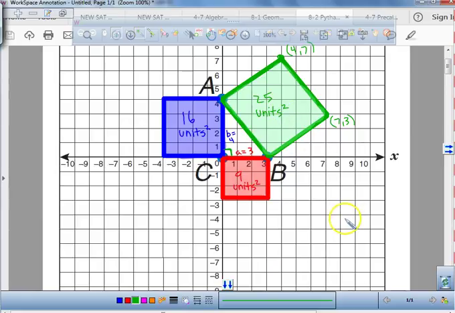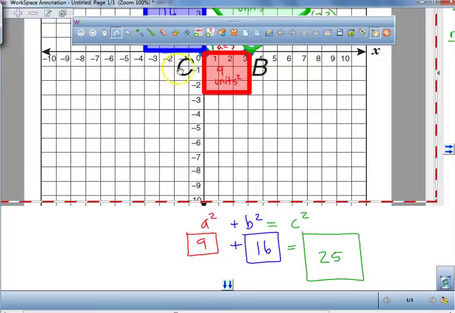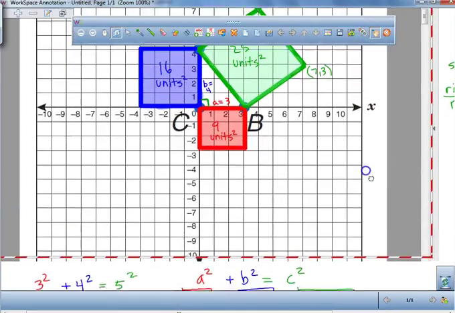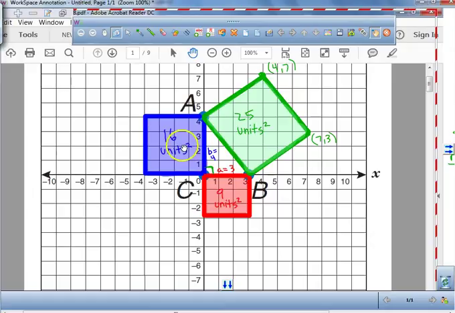Because I don't want you just to know the math. I want you guys to see the picture behind the math. So over here, yes, 3 squared plus 4 squared equals 5 squared. 3 squared plus 4 squared equals 5 squared. That's the Pythagorean theorem in work, not just in math. So, the area of this square plus the area of this square equals the area of this square.